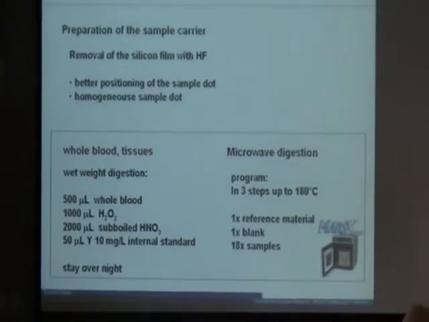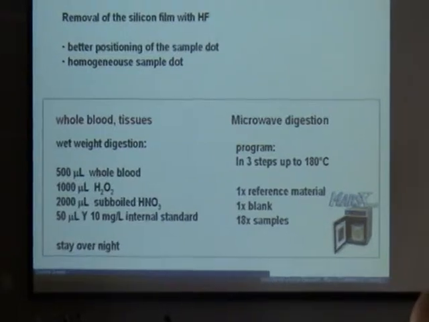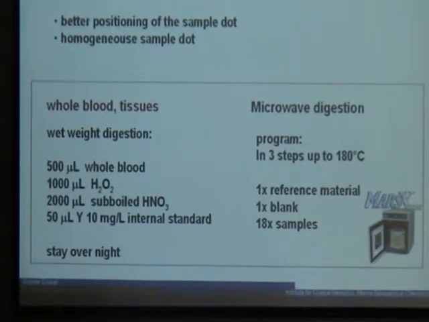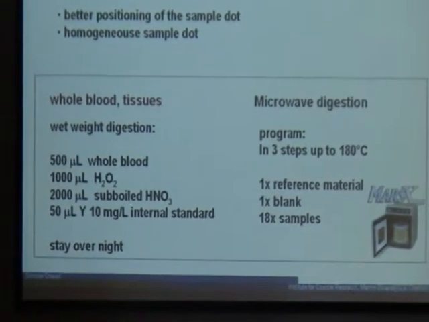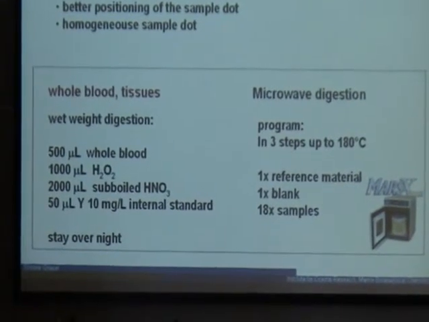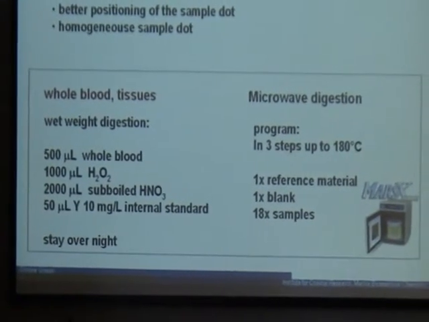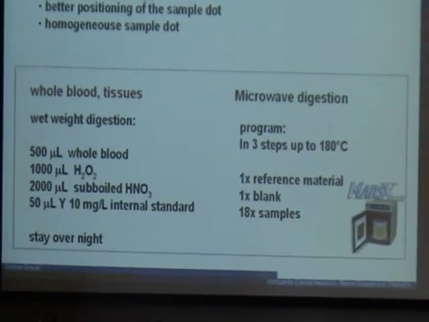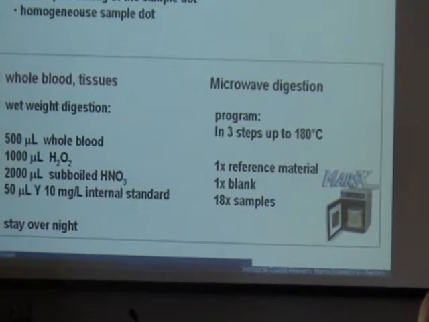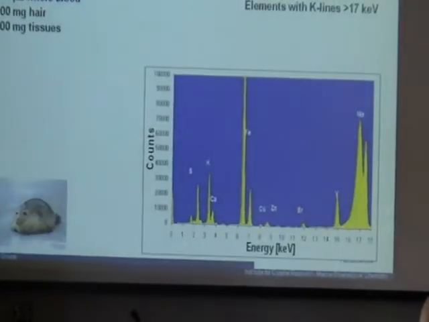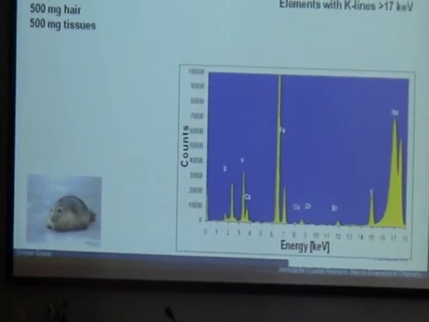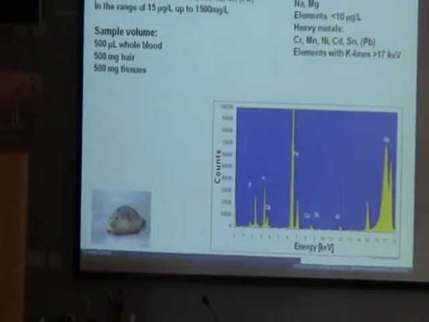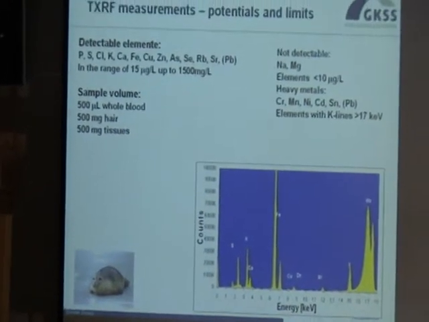For whole blood and tissues, we use the digestion system, a microwave digestion, as you can see here, with nitric acid and hydrogen peroxide. We always measure the reference material and the blank with our samples. We get good results with the Oxford calculation for all these elements you can see here.